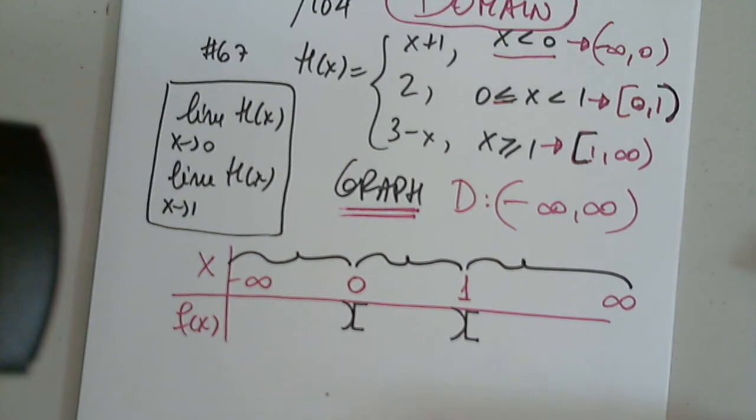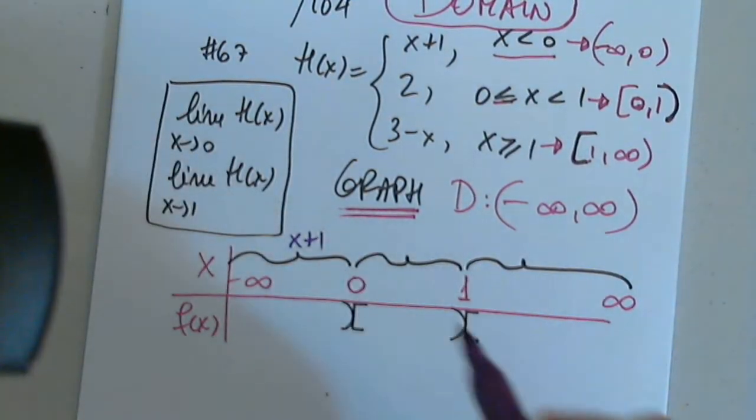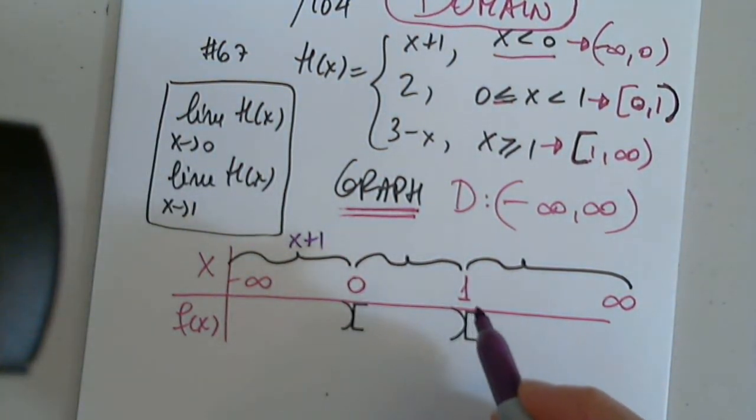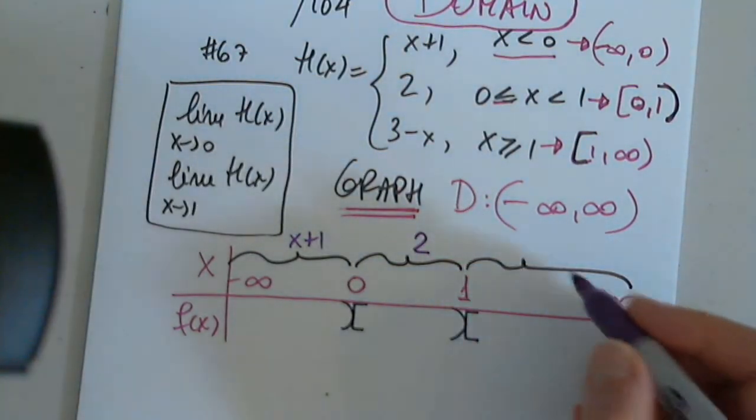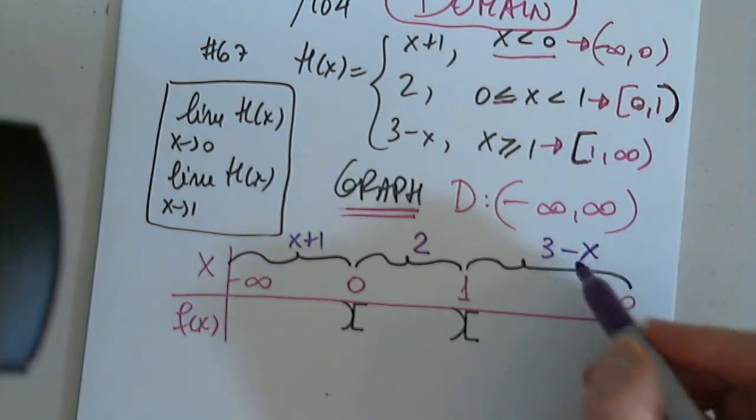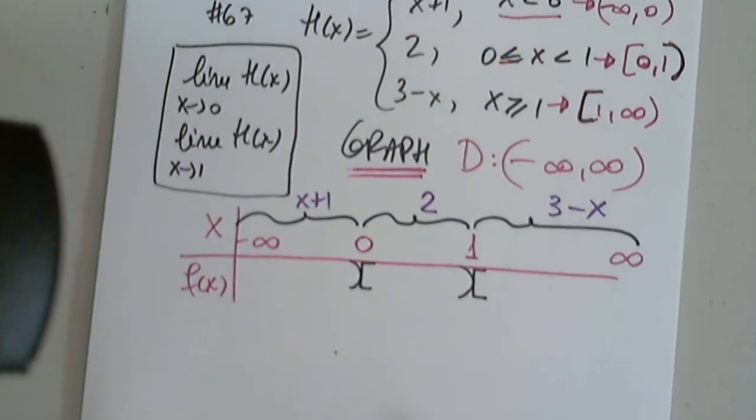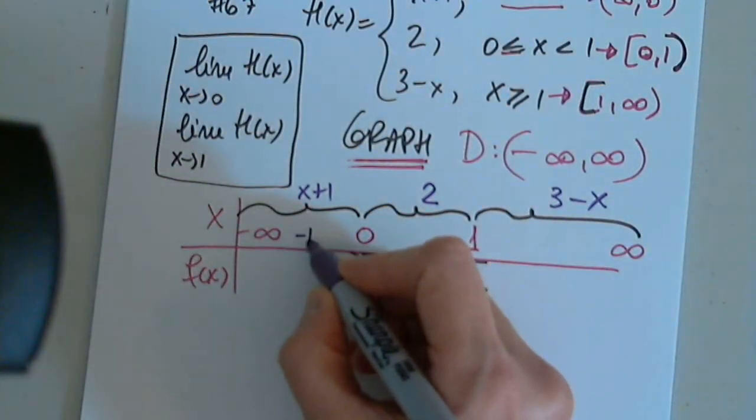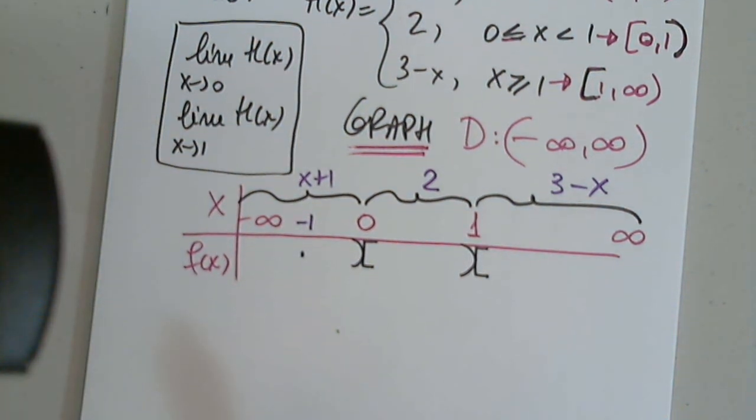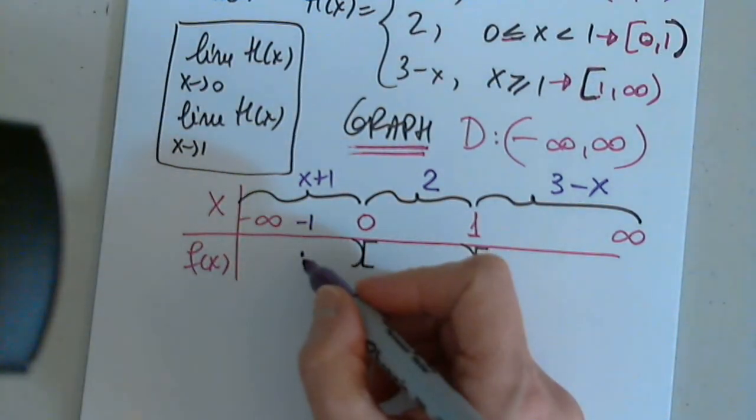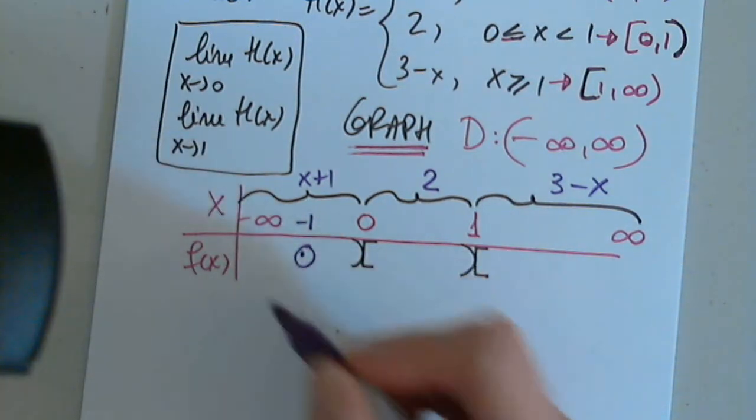Who would like to tell me which function we have between negative infinity and 0? Only one. X plus 1. Very good. And then between 0 and 1? 2. Very good. And then obviously it's a silly question to ask the last one. Okay. Now let's plug in negative 1. What do we get? 0. Very good. 0 indeed.